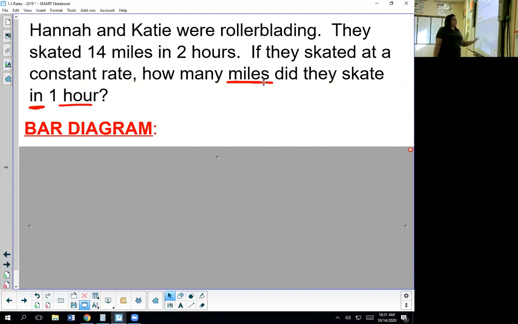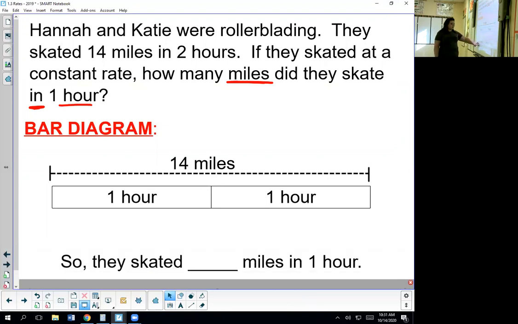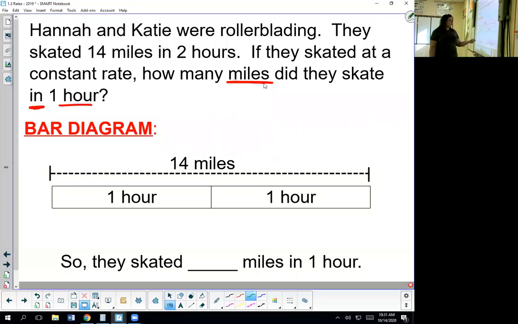So you could think about it this way. If I have 14 miles split up into 2 hours, each of those would be the same. The only way to do that is you would get 7 miles in 1 hour, because 7 miles in this one and 7 miles in this one would add up to the total. So a rate here tells us how far we can go in 1 hour.